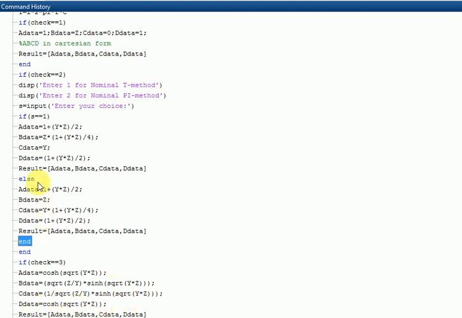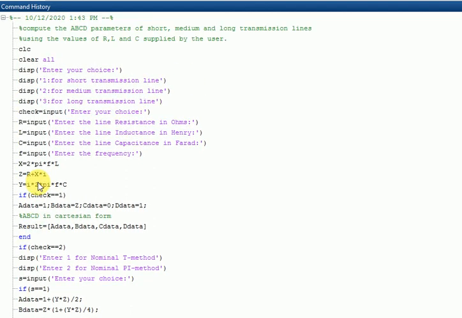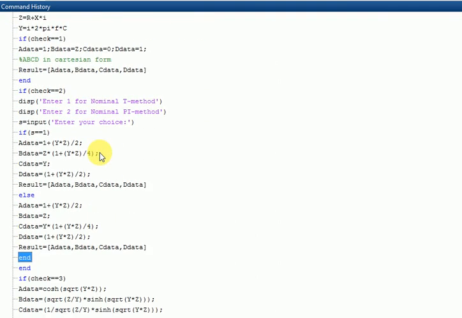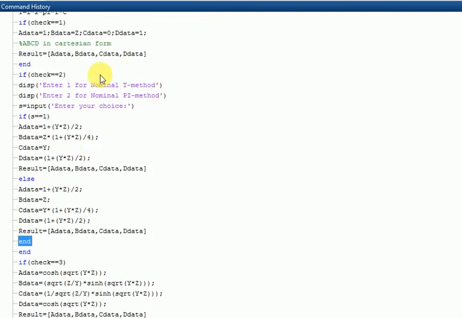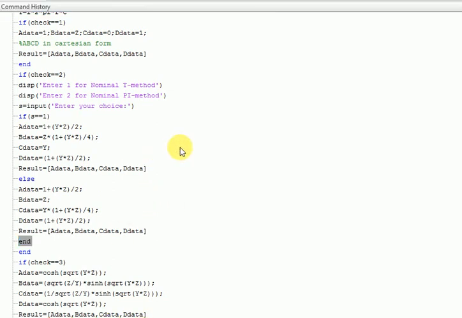So here the if and else commands are placed. Whatever number and whatever data we feed, according to that transmission system, this program will solve the parameters and show the result of the ABCD parameters. This is what the program means, the programming that we fed over here. Now I have copied this program over here.